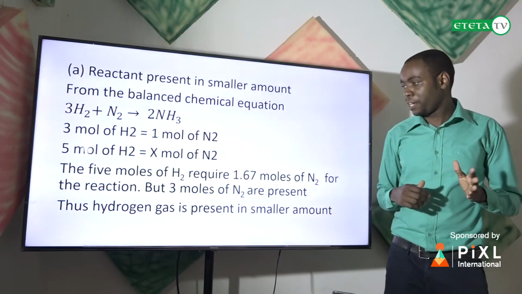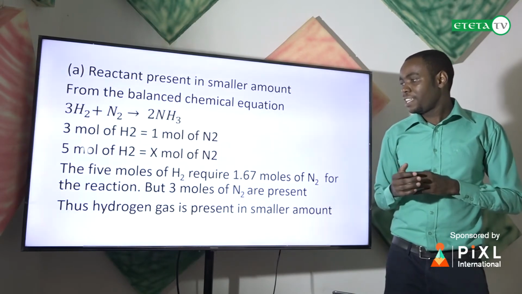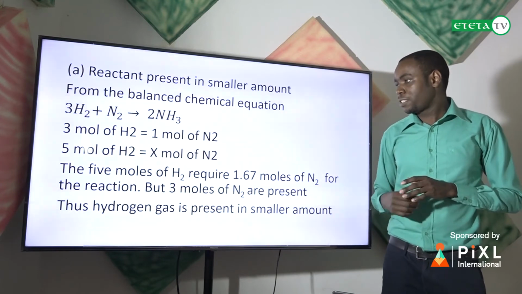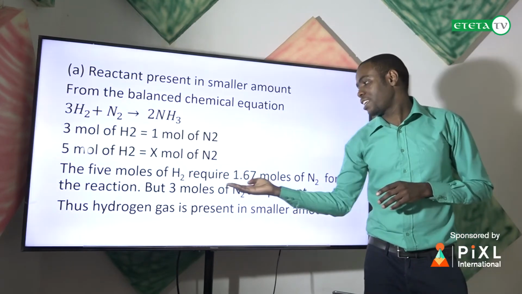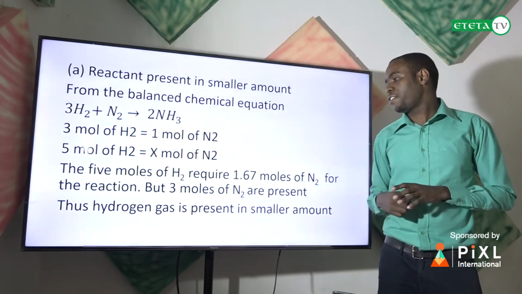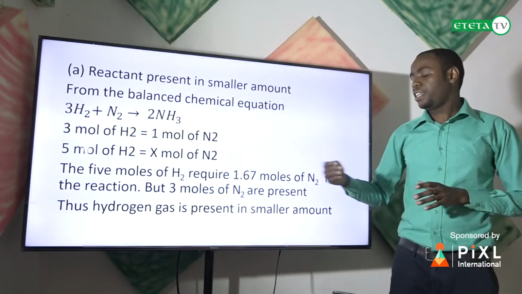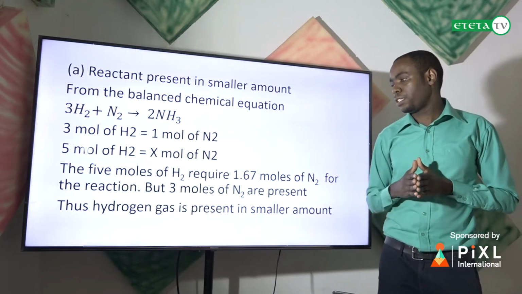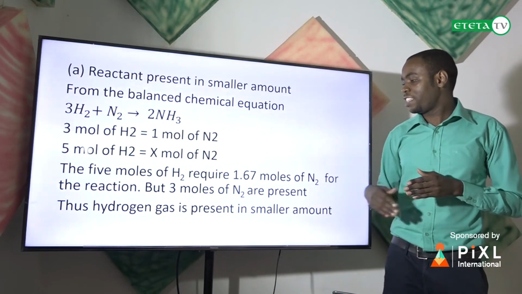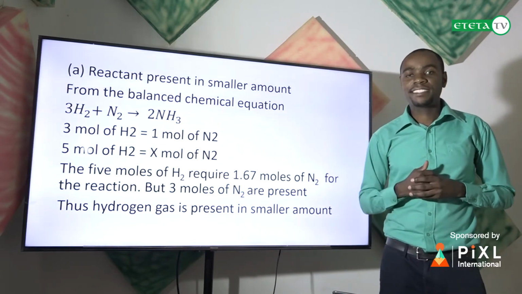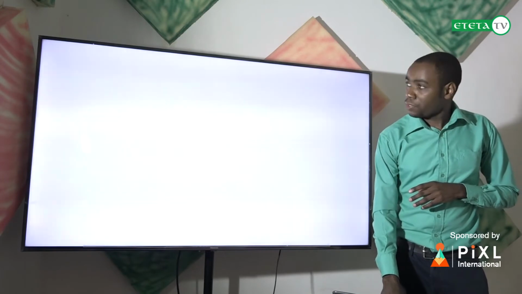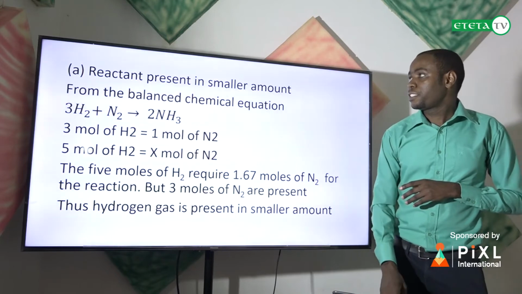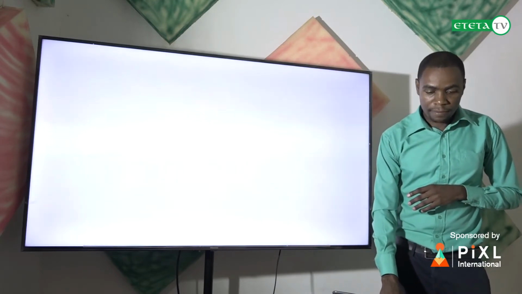I mean, all of it will react, but the nitrogen gas will not all react, because 5 moles of hydrogen gas require only 1.67 and not 3 moles of nitrogen gas. So the hydrogen gas is present in smaller amount. Or in another way, we can say that the nitrogen gas is present in excess. So this is how you can find the reactant which is present in smaller amount.